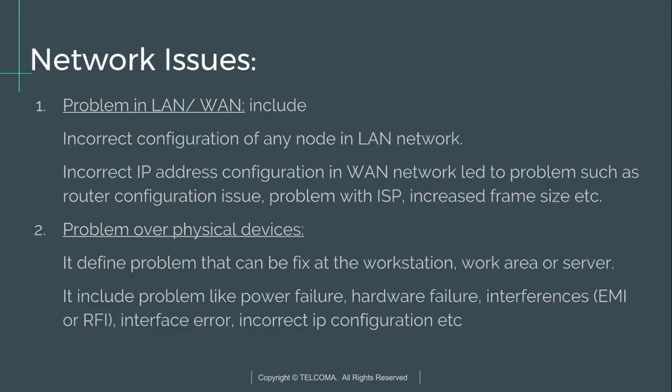So let's first discuss network issues like problems in the local area network and the wide area network. In a local area network, the problem is that we make incorrect configuration of nodes. When we connect these nodes incorrectly and make incorrect configuration between these nodes, the problem that occurs is called a LAN, local area network, problem. And the problem which occurs at the wide area network is incorrect IP address configuration.